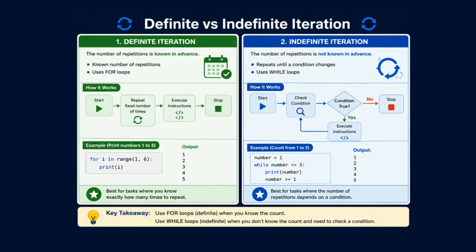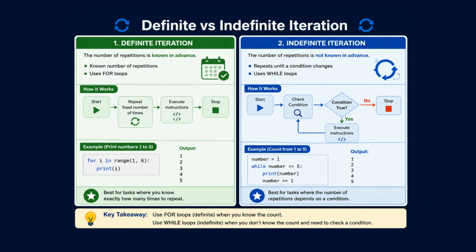Here we can see the process. Start, repeat fixed number of times, execute instructions, stop. The Python example uses for i in range 1 to 6, print i. The output becomes 1, 2, 3, 4, and 5.